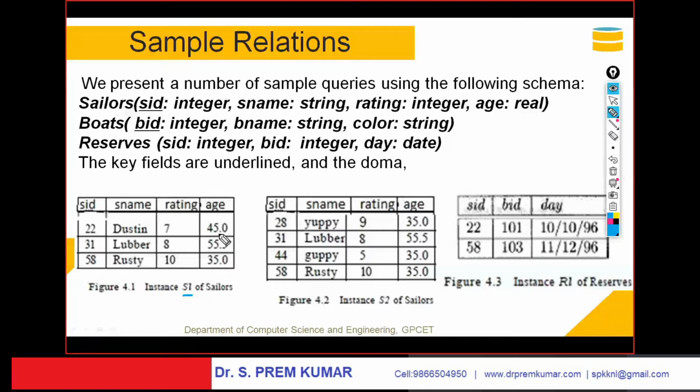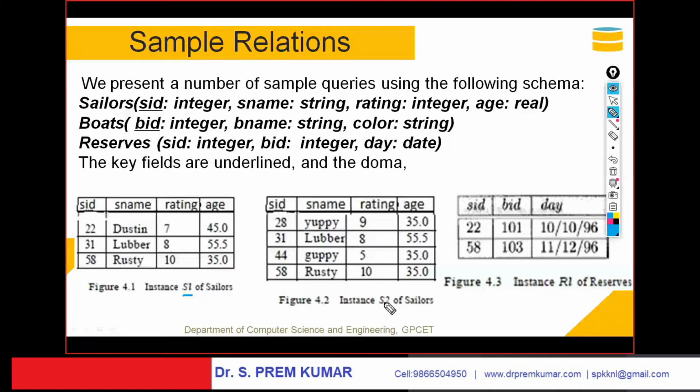Sailor ID is 31, his name is Lubber, rating is 8 and age is 55.5. Sailor ID is 58, name is Rusty, rating is 10 and age is 35.0. This is one relation, let me call that relation S1. The details of sailors are available, these are the instances of sailors. The name of the relation is S1.